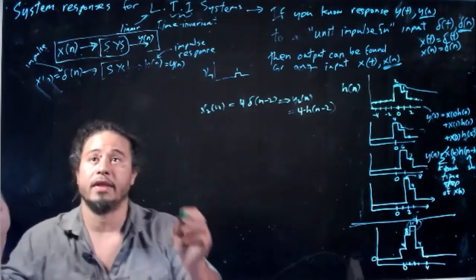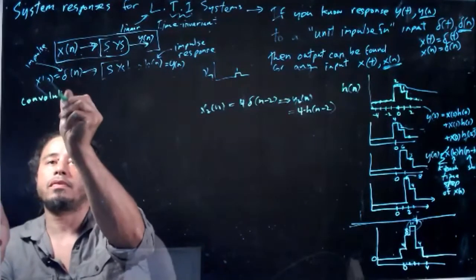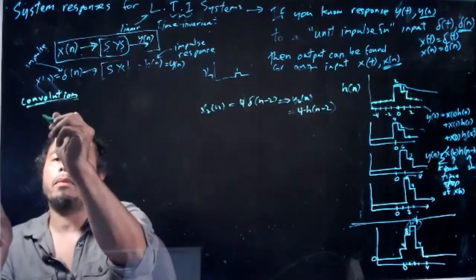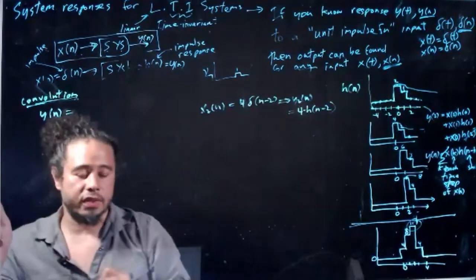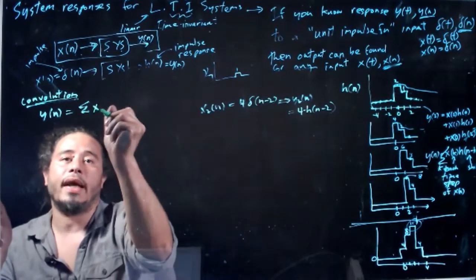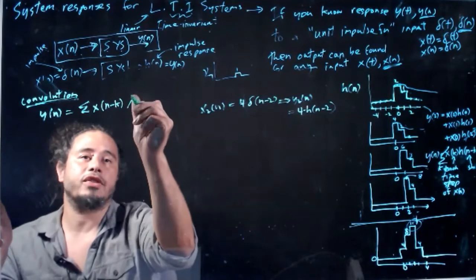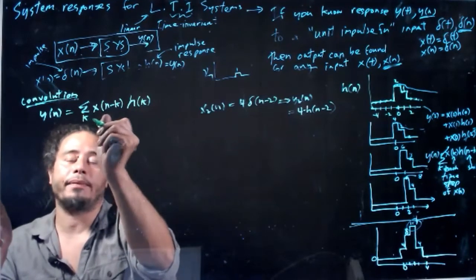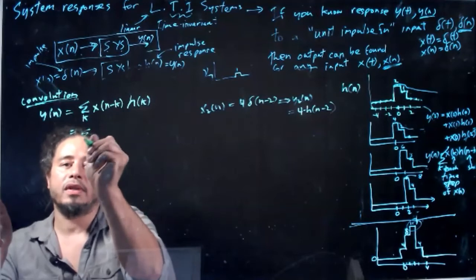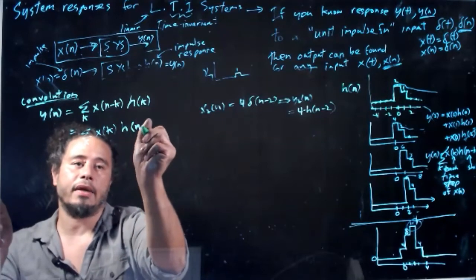So just to write this again, I just erased it for no good reason. What we have is that convolution is defined such that y of n, at least in the discrete case, is equal to the summation of x of n minus k times h of k over all possible k. And we said it's commutative, so that can also be written as the summation over all possible k of x of k times h of n minus k, which is the way I originally wrote it today.